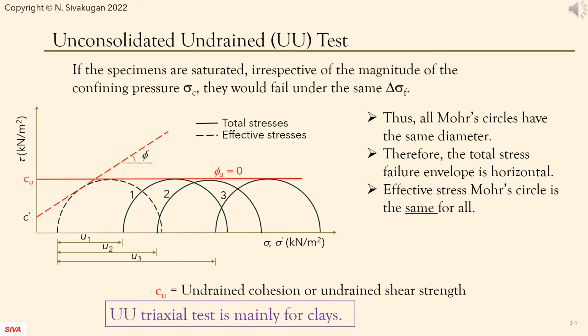For saturated soil specimens, the failure envelope in terms of total stresses is horizontal, implying phi equals 0. We give a subscript U for the cohesion and friction angle here, implying undrained conditions. Cu is known as undrained cohesion or undrained shear strength of the clay. While we have different Mohr's circles in terms of total stresses, the one in terms of effective stresses is the same for all specimens.